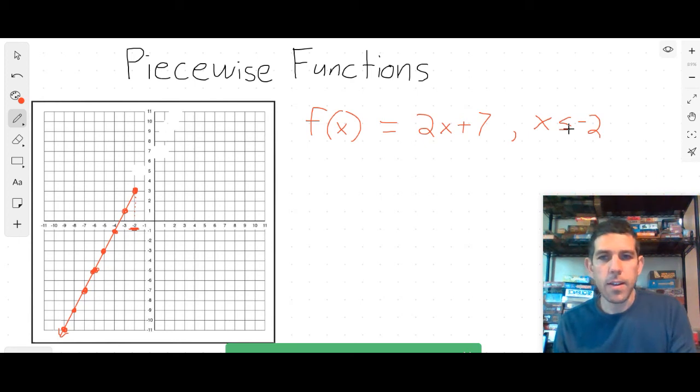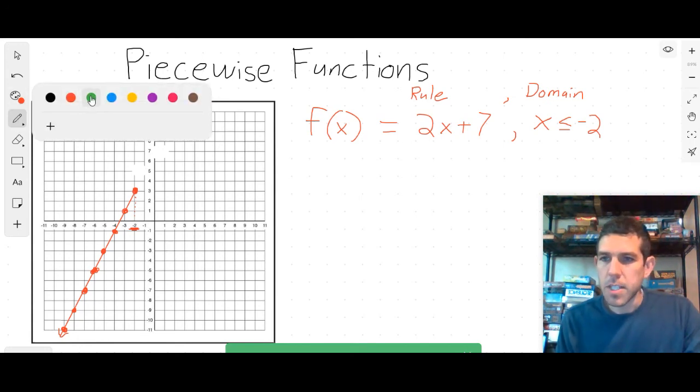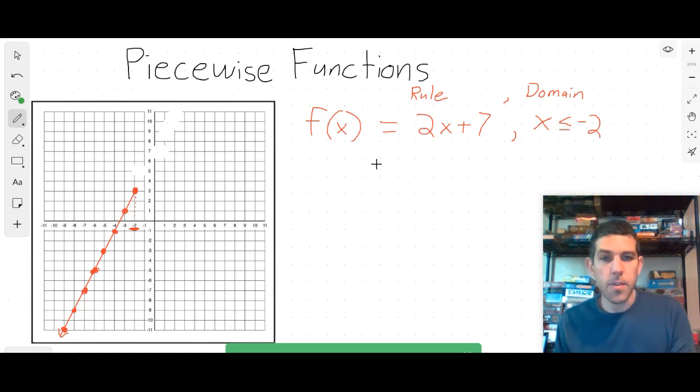The way we write piecewise functions is we always have our function rule, then a comma, and the domain in which we should be using that rule. The reason we have to say the domain and rule is because we're going to have more than one rule, more than one function here. So there's my first linear function: when x is less than or equal to -2, use this line, 2x plus 7.